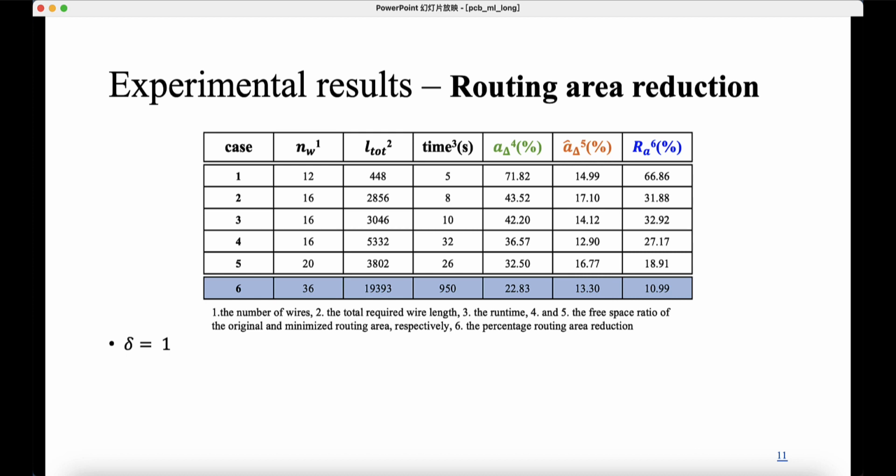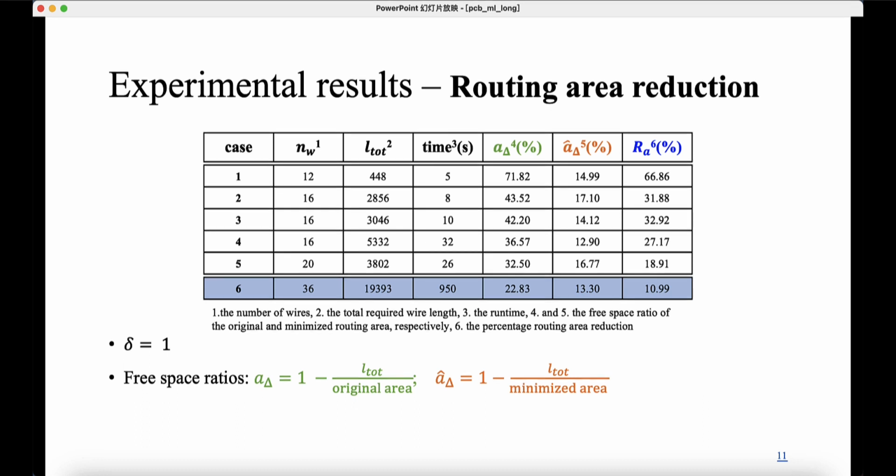Therefore, to compensate for the required wire length, denoted by L_tot, the routing area should be at least L_tot. In other words, without considering the feasibility of the routing result, the maximum routing area reduction is the difference between the total routing area and L_tot. The percentage ratio of this difference in the total routing area, defined as the free space ratio, evaluates the utilization of the routing area. Specifically, a smaller free space ratio indicates less wasted area.